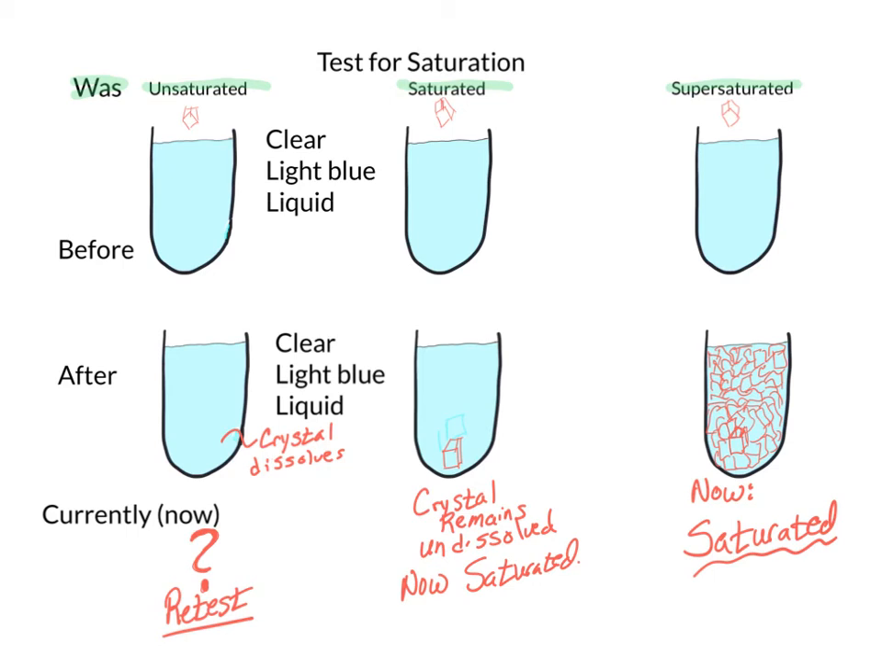And how can we tell? Well, notice that there are crystals in the container. Just like the saturated solution, having crystals in the solution is one good sign that you have a saturated solution. So after adding the crystal, the unsaturated one is now, we don't know. The saturated one is still saturated, and we can tell. And the supersaturated one has become saturated. And again, we can tell because we see the crystals.